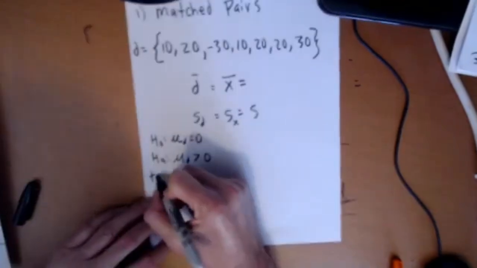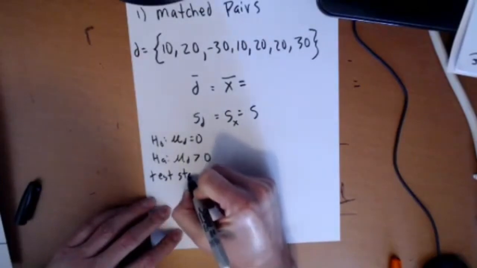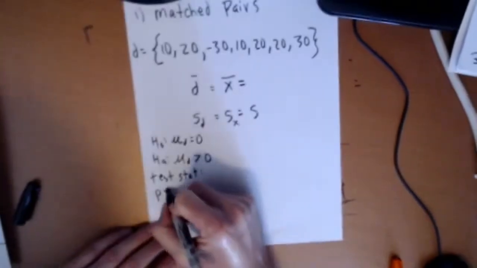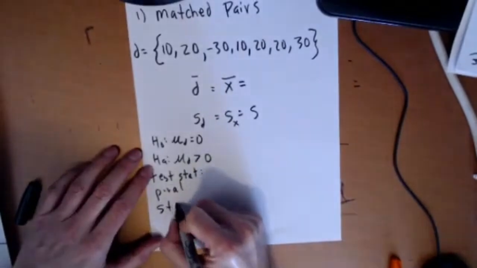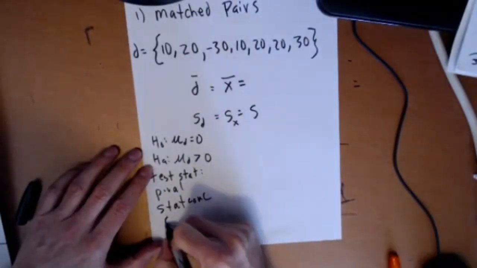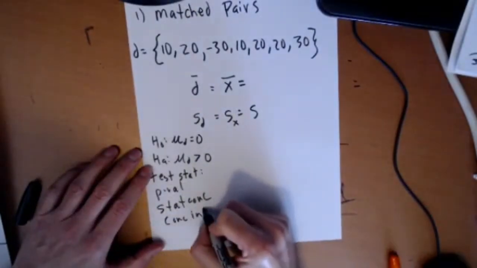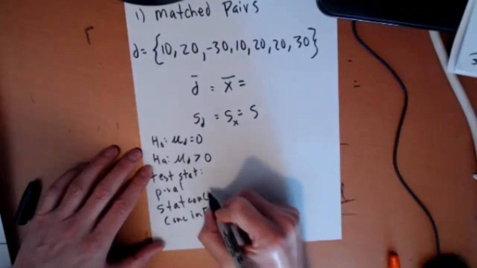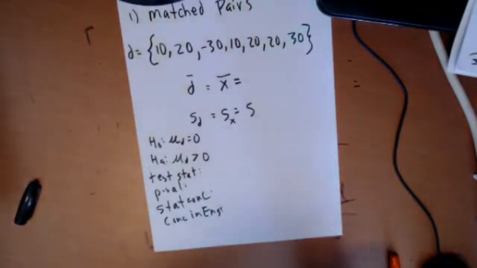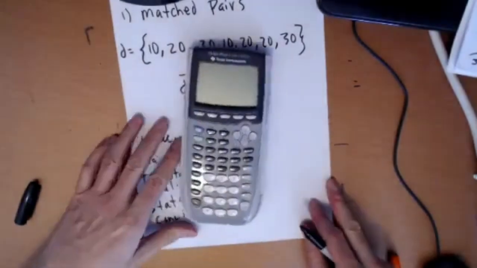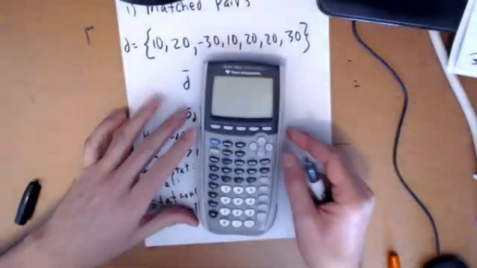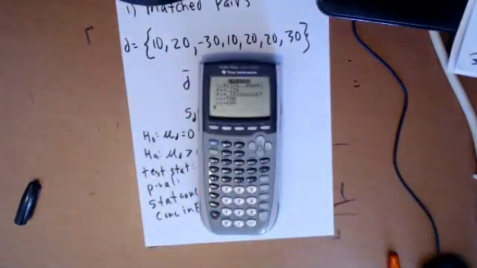So I think it's just a matter of throwing everything in our calculator now. Test that, p-val, statistical conclusion, in plain English. Okay, so I'm just going to throw these numbers into my calculator.